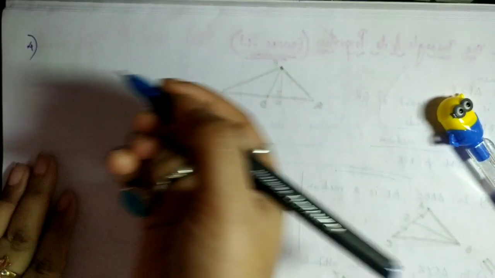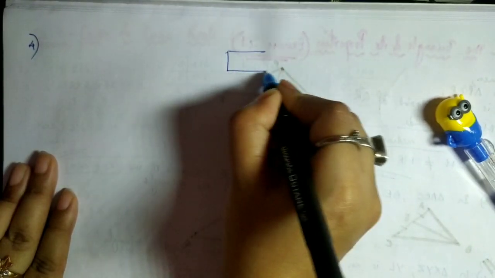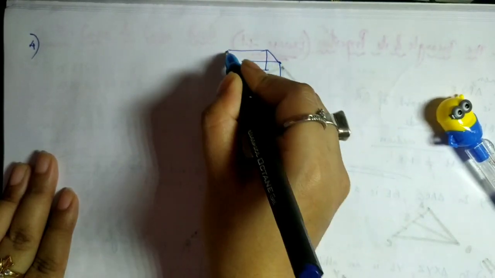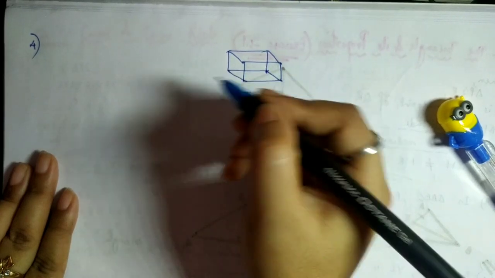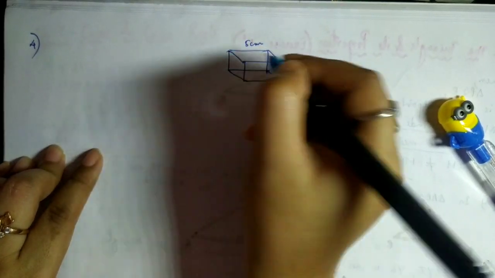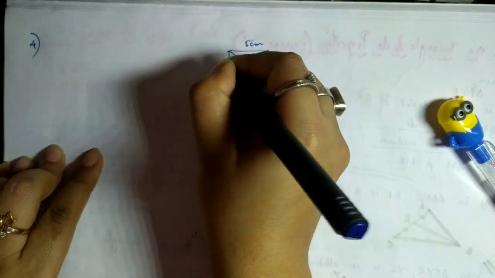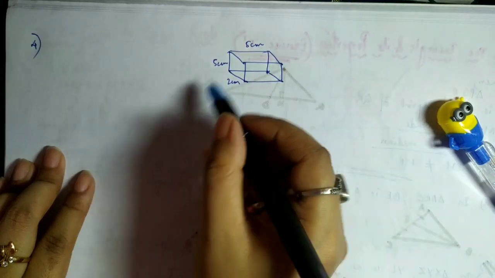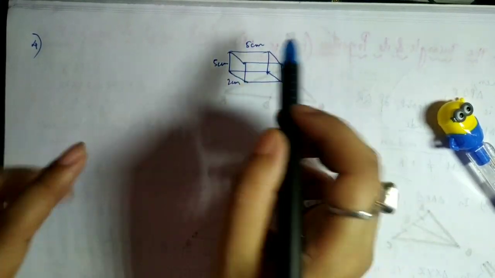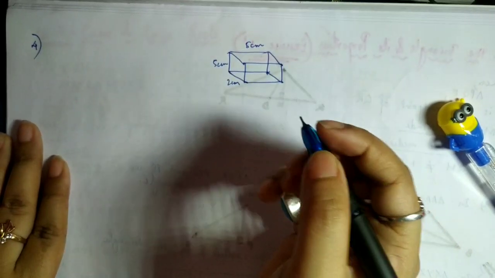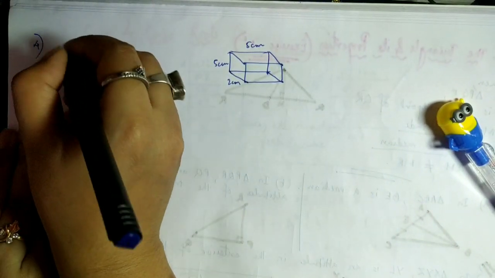Suppose a particular cuboid is given. I'm just drawing a freehand diagram, which you don't have to draw. The length is 5 cm, the breadth is 2 cm, and the height is 5 cm. So how many more cuboids do we have to make so that when they are joined together, they will form a cube? Let's write down what is given here.